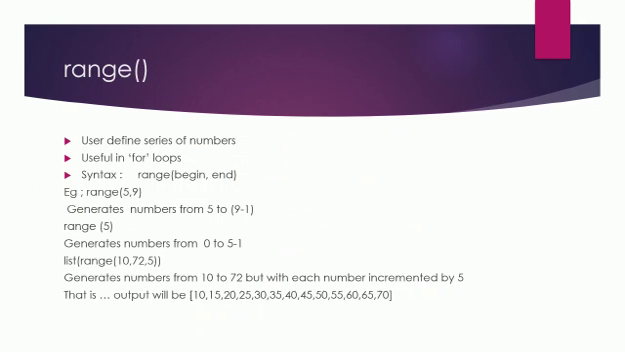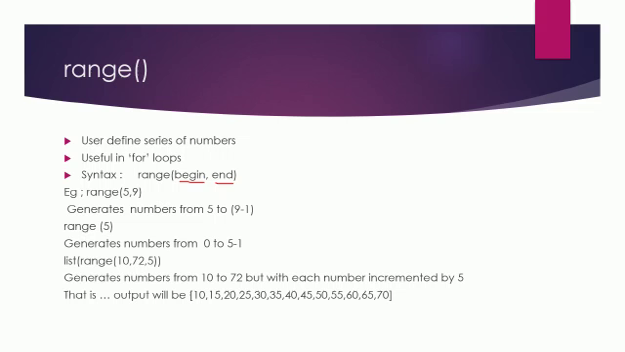Now we will go to the range function. You know the range function? You have used it several times in class. It is nothing but a function used for for loops. It's used to define a series of numbers. In the range function you have 2 or 3 arguments. If it is 2, the first argument will be the beginning of the range and the second argument will be the end of the range.